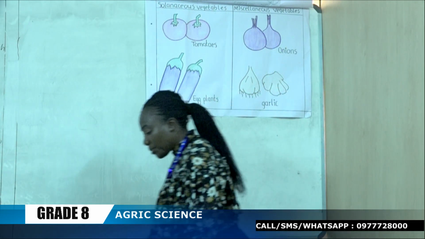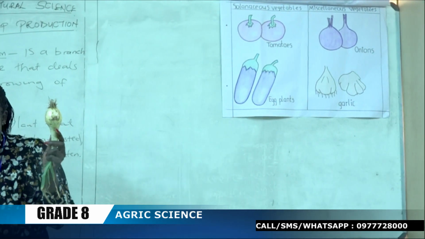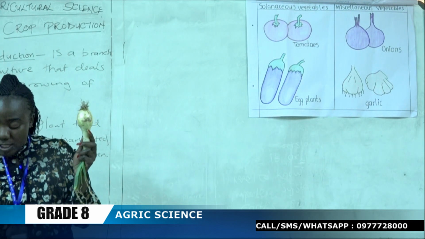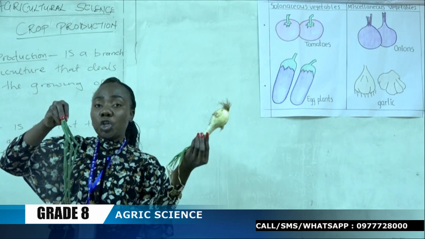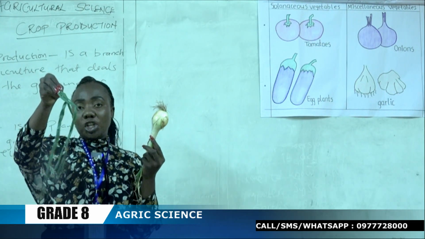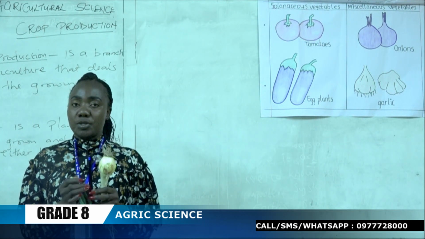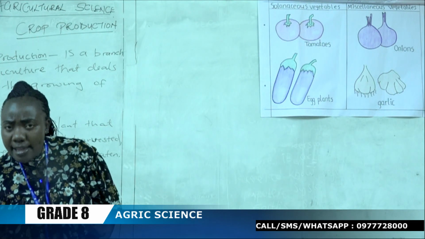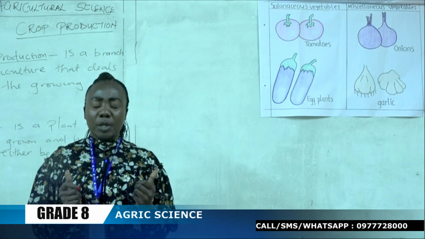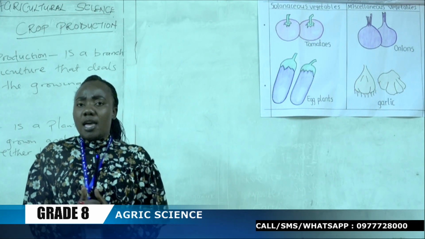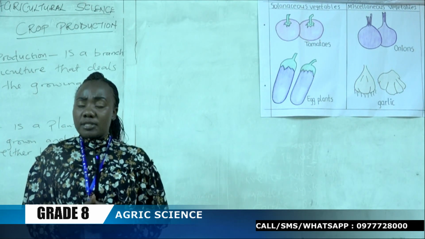Okay, so I have onion with me here. It can either be a bulb onion or a spring onion. Are we together? They all fall under miscellaneous vegetables. So after identifying these vegetable groups, the question should come in and say, why do we grow these vegetables? Anyone with an answer?